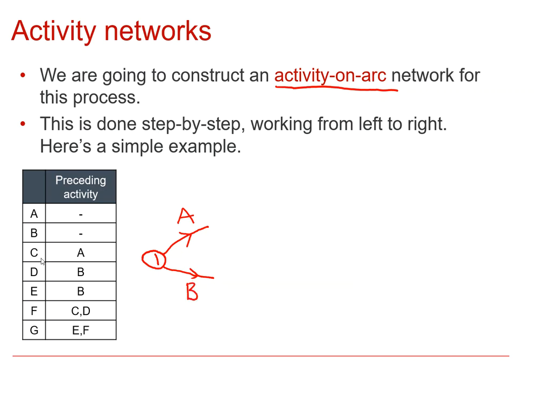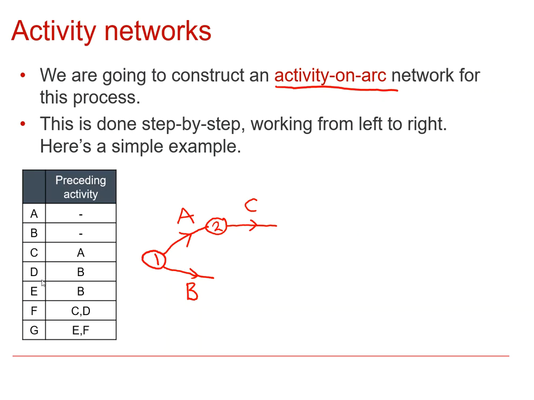And then we see that activity C depends on activity A. So we need to construct our graph such that that is shown. What we'll do is create another event here which happens once A is completed. That can be event number 2, and then activity C can start from there. What that ensures then is that activity C can't happen until activity A has taken place.